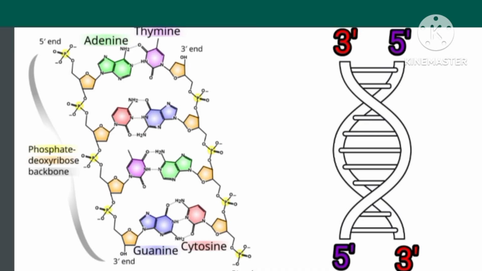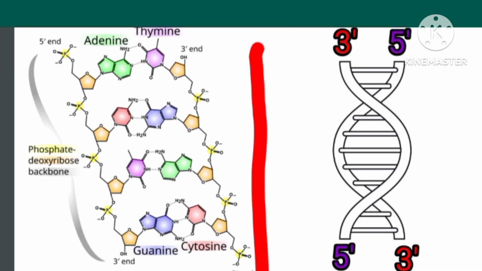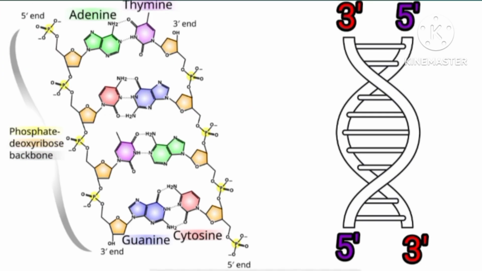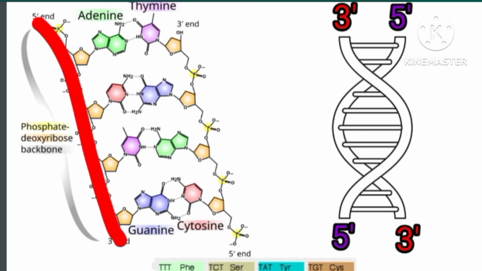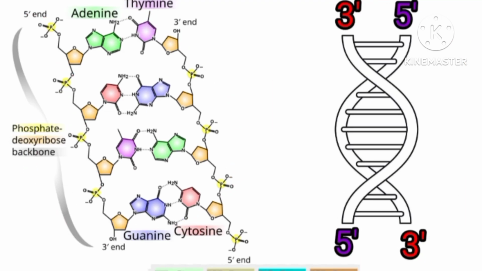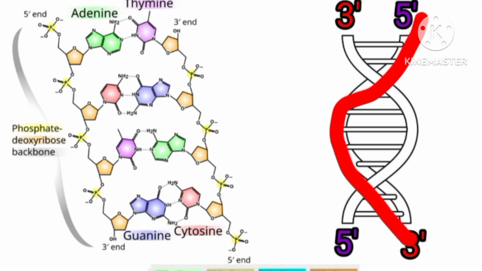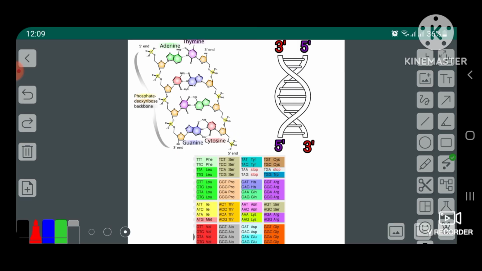In the case of vertically arranged DNA, the DNA is read from above downwards. So here is 5', here is 3'. In this DNA, this is the coding strand. But in this DNA, this strand runs towards the 3' to 5' direction and this runs towards the 5' to 3' direction. So this is the coding strand. So in this DNA, this is the coding strand. In this DNA, this is the coding strand.